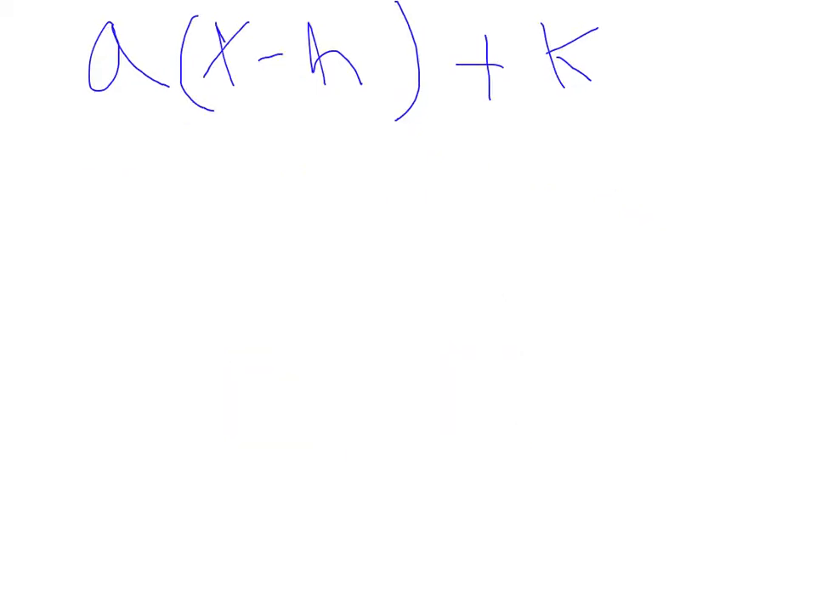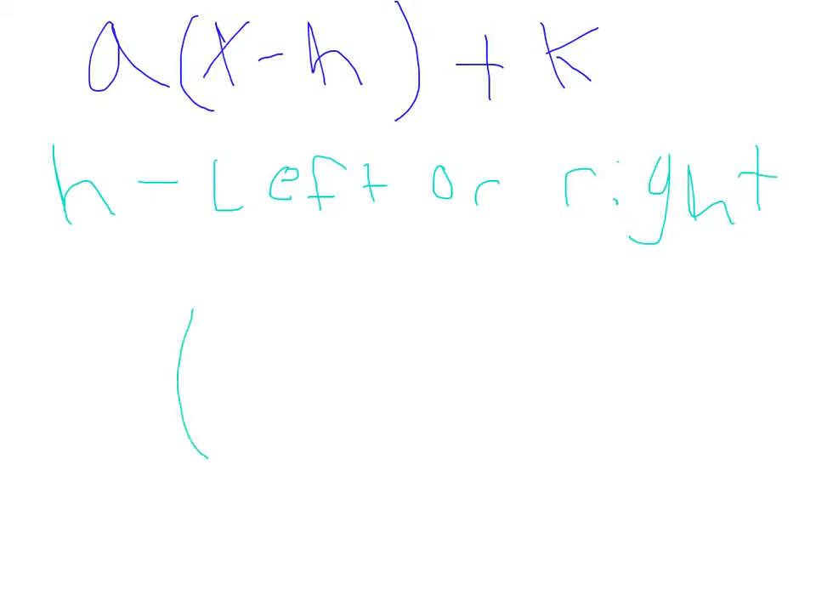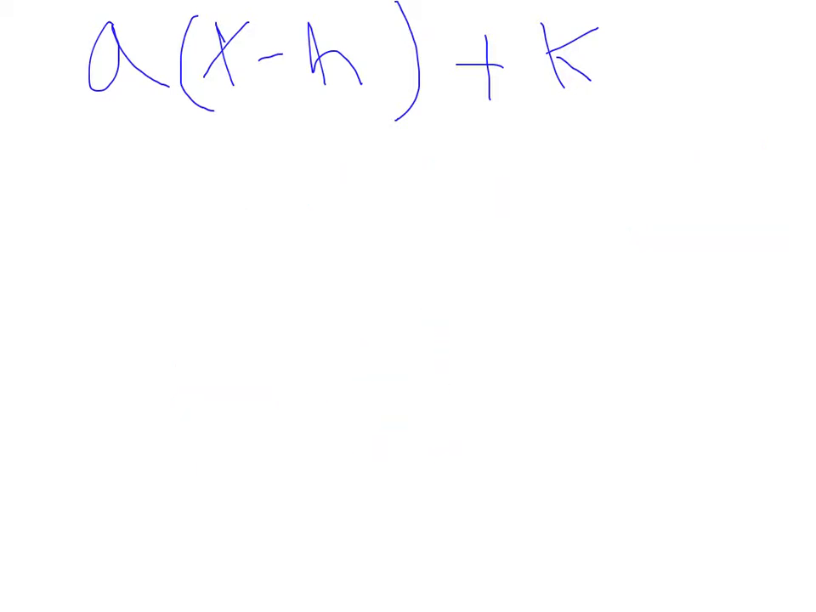Now I'll explain what the h means. The h affects the graph left and right. Basically meaning it is the x in a quadratic formula. Now knowing how the h and the k affect the graph, you would know that the h and the k would be the vertex of your quadratic equation.